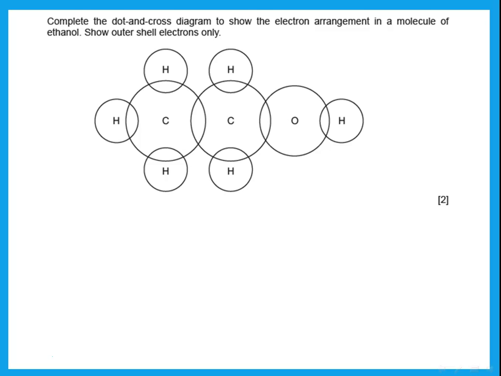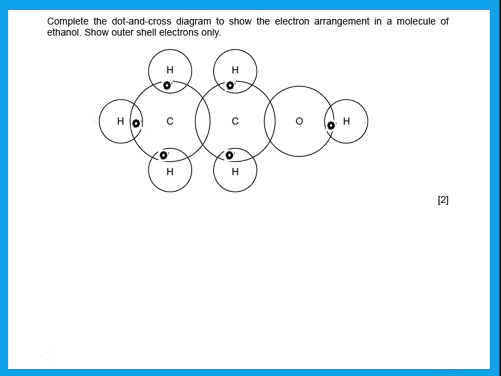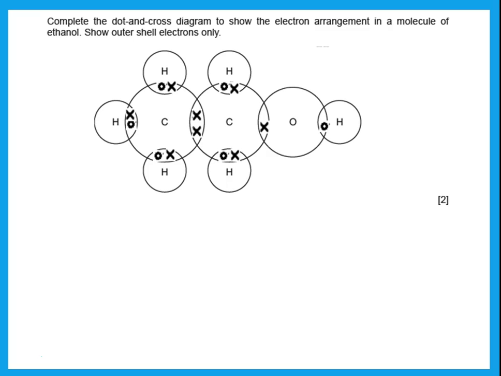Complete the dot and cross diagram. Show the electron arrangement in a molecule of ethanol. Show outer shell electrons only. Again, you should realize that each hydrogen is going to donate 1 electron. So each hydrogen donates 1 electron. Okay, the carbons are X's. So it is going to share 1 electron with each of the hydrogens and share 1 electron with its neighboring carbon.